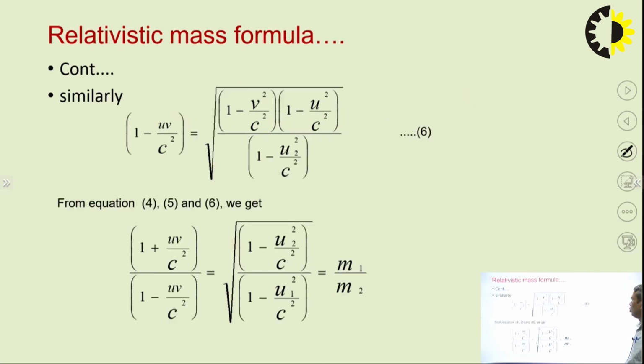On similar ground, if we calculate 1 minus uv by c square, we get equation number 6.